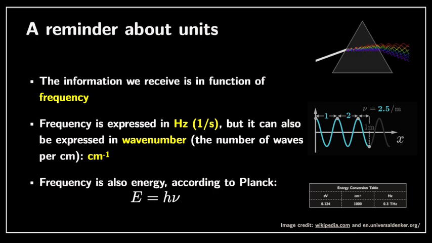And here is a simple conversion table. In Raman we are usually in the thousands of wave numbers, 1000 centimeter minus 1. That means there are 1000 waves per centimeter, and that corresponds to 124 milli eV and 0.3 terahertz. So all these units are fine. Just don't be fooled by what you use.